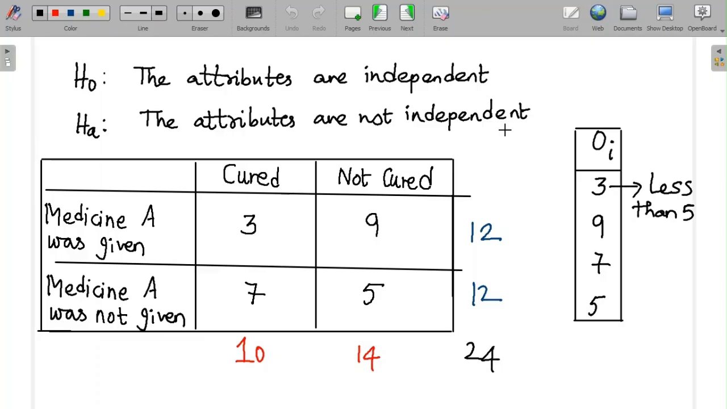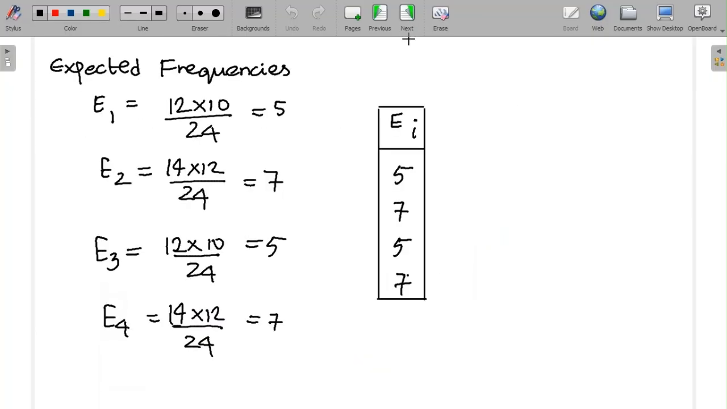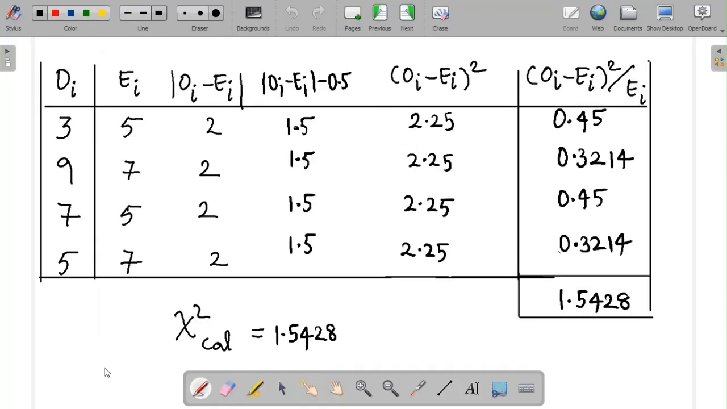So we also do the row totaling and the column totaling. The row totals come down to 12 and 12. The column totals come down to 10 and 14. The grand total comes down to 24. Next, we calculated the expected frequencies using the formula row total multiplied by the column total divided by the grand total that comes down to 5, 7, 5, and 7. So we have E_i at 5, 7, 5, and 7. So we have a set of frequencies here, O_i and E_i. We find out the absolute value of the difference, and then we subtract 0.5 to make the Yates correction, and we see that the value of the test statistic comes down to 1.5428.